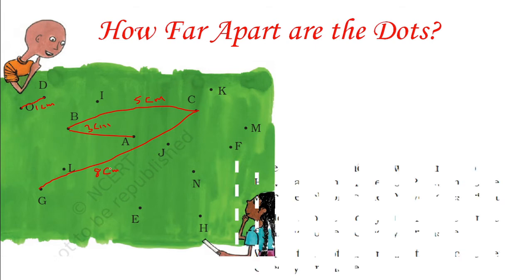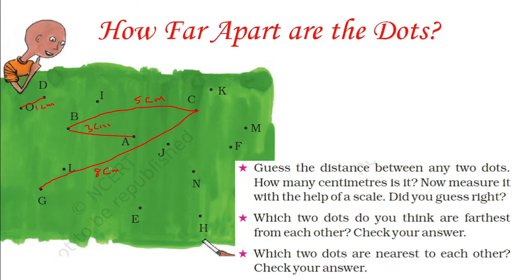So let us see the questions. Guess the distance between any two dots. How many centimeter is it? Now measure it. You first guess what is the distance between B and I, then measure by scale and see how accurate you were. And you can tell me the distance between E and N in the comment box.